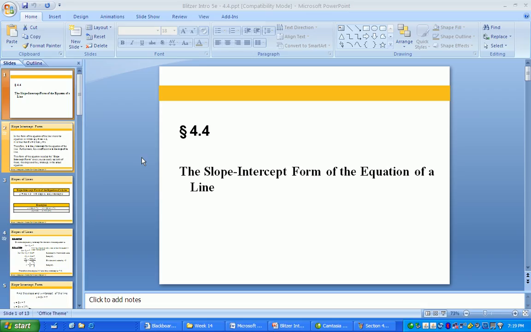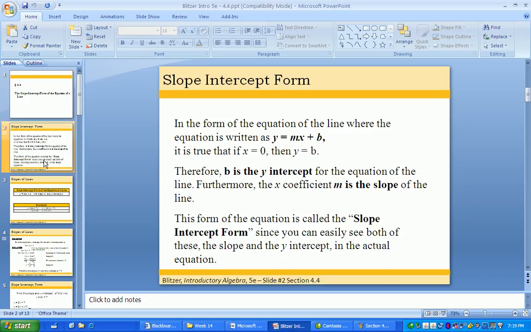Okay, so now we're talking more about lines. In this particular section, 4.4, we're going to be talking about the slope-intercept form of the equation of a line. The slope-intercept form is written a particular way. We write the equation as y is equal to, we like to get y all by itself with no coefficients, and we say y is equal to mx plus b.